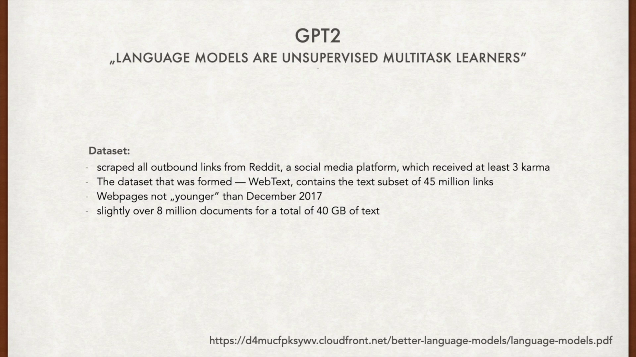Instead of using books corpus, they used a subset of crawled websites. To prevent low-quality ones from being included in the dataset, they used a heuristic in which they crawled outgoing links from Reddit, but only those that had at least 3 karma assigned. As a result, they visited 45 million links and extracted their content.